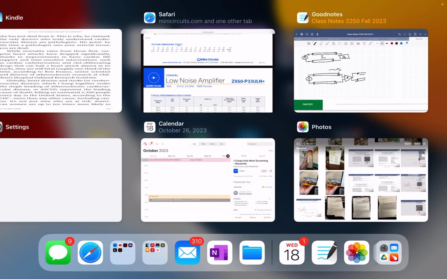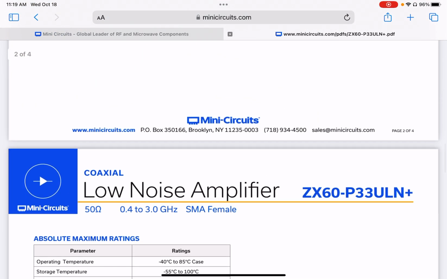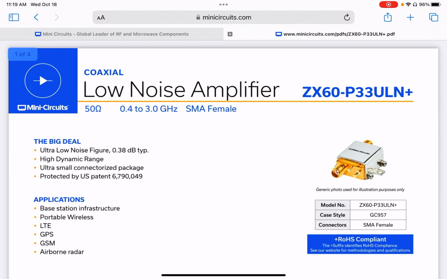So let me see if I can do this. I had pulled up a spec sheet for a low noise amplifier that I just picked from the web. So it's an amplifier you'd use for this kind of purpose. Notice it's got a coaxial input, coaxial output, so it's made for these kinds of transmission line circuits. It's high frequency. You can see up here it's 0.4 to 3 gigahertz, etc. And it says it's a 50 ohm.